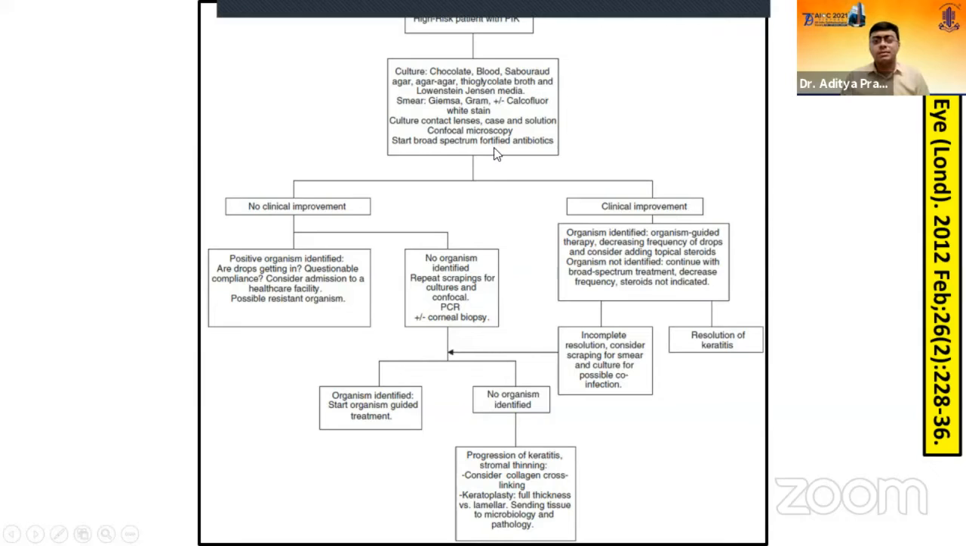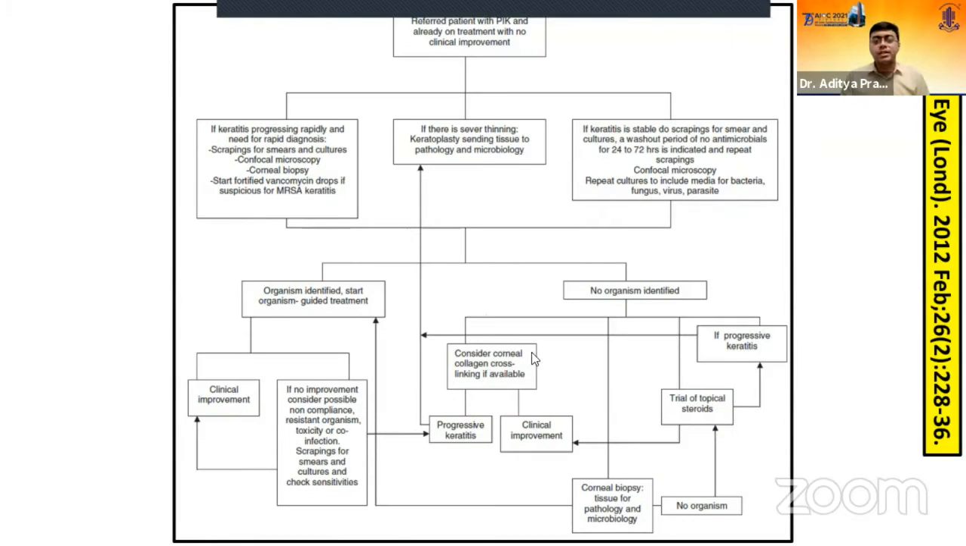Now you have the high risk patient, which I have mentioned before. Again, the similar principles: you have to do the culture, you start the broad spectrum antibiotics. If you see improvement, you see the organism, you may change as per the report, and you finally have the resolution of the keratitis. If there is no improvement, again, you question everything like before. You rescrape, still you may not find anything. If you don't find anything and the keratitis is worsening, you have to think of aggressive measures.